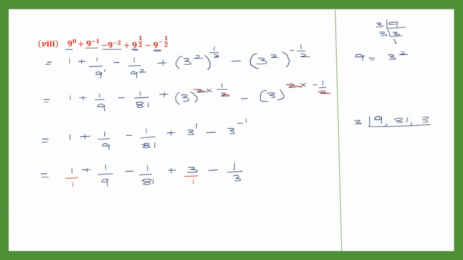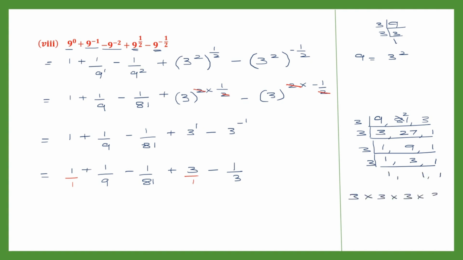You see 3 3s are 9, then 3 2s are 6. There's 2 left, 21, 3 7s are 21, 3 1s are 3. So here again 3 1s are 3, 3 9s are 27. 1 again, then 3 1s are 3, 3 3s are 9. Continue, 3, 1, 1 and 1. So the LCM will be 3 into 3 into 3 into 3. 3 3s are 9, 9 3s are 27, 27 3s are 81. So here our LCM is 81.